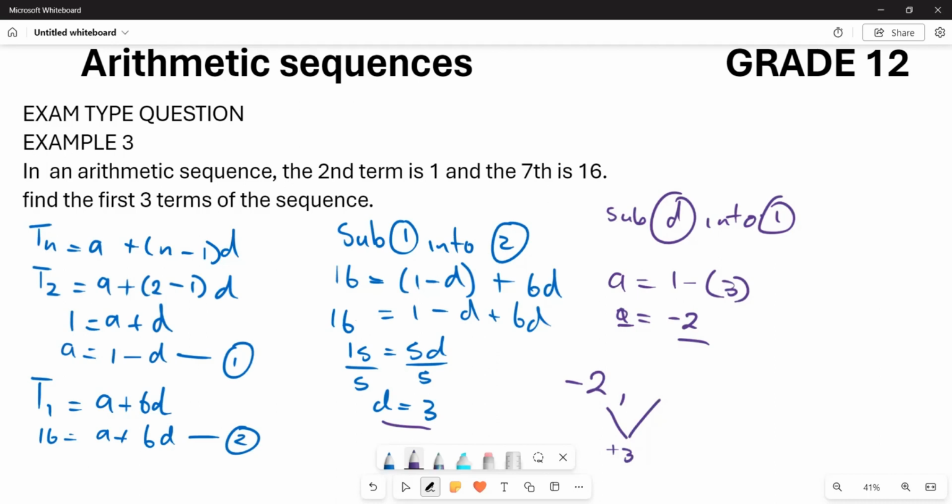The answer that you're going to find is 1, right? Similarly, when you say 1, now the difference is +3. Then when you say 1 plus 3, you are going to find 4. So basically, these are going to be the first 3 terms of this particular sequence: -2, 1 and 4.